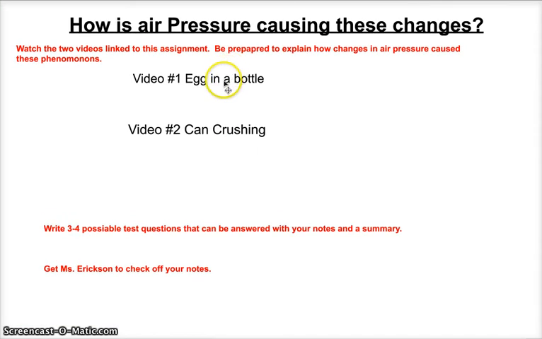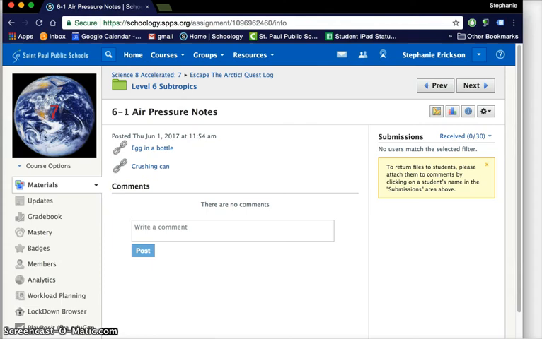Okay, so there's going to be 2 videos. Video number 1 is egg in a bottle, and video number 2 is going to be can crushing. And you also need to finish your Cornell notes. Remember, finishing Cornell notes is to write 3 to 4 possible test questions that can be answered with your notes and write a summary. Once you're done, you're going to get your notes checked off, and then also be prepared to answer and discuss these 2 videos. You can find those videos in Schoology.